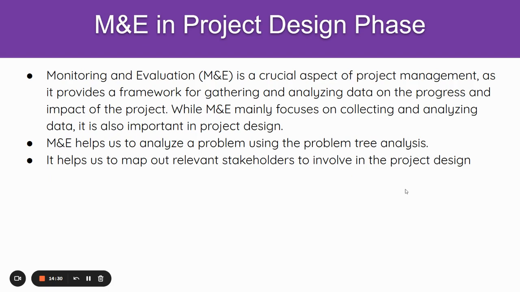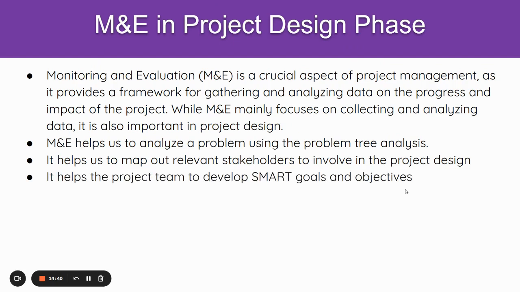So number 1, we analyze the problem. Number 2, we map out the stakeholders who are to be involved in the project design. Number 3, we develop SMART goals and objectives for our project. Monitoring and evaluation helps us to create SMART project goals and objectives. These SMART goals are specific. Our goals and objectives are clear enough and they are specific to a particular environment and a particular problem.